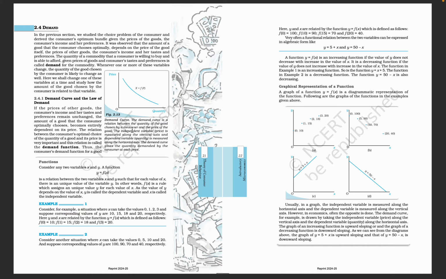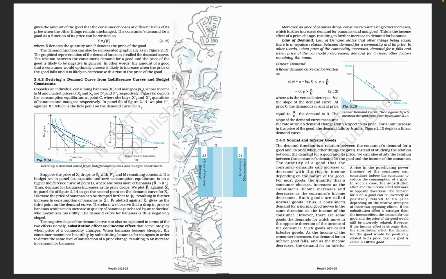Graphical representation of a function. Deriving a demand curve from indifference curves and budget constraint. Consider an individual consuming bananas x1 and mangoes x2, whose income is m and market prices of x1 and x2 are p1 and p2 respectively.